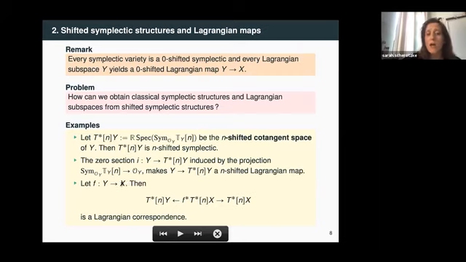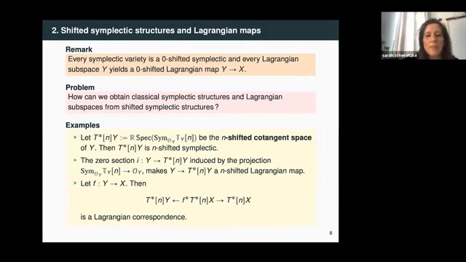And of course, if now I were to put X equal to the point, then you can see that this is just a generalization of the second point, because I obtain just the zero section and the projection from Y to the point. So it's a more general statement.